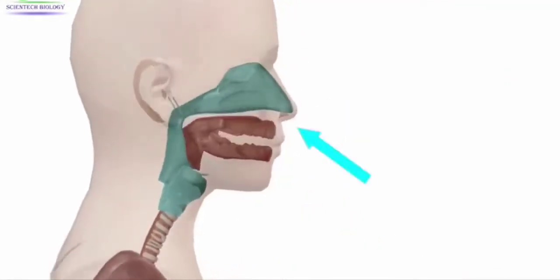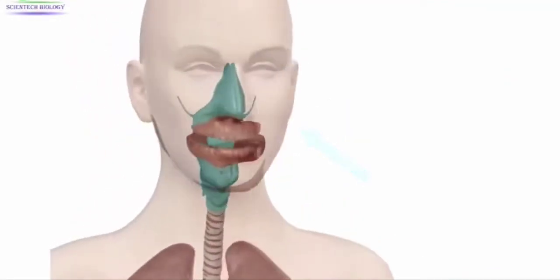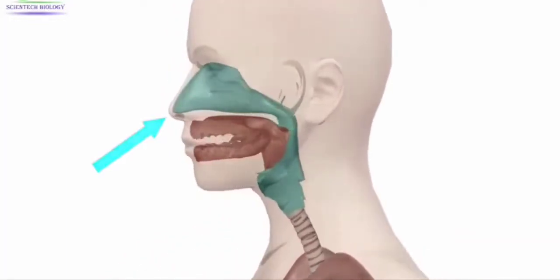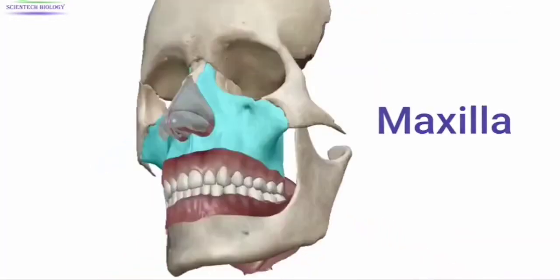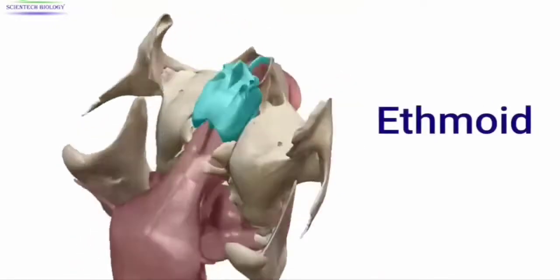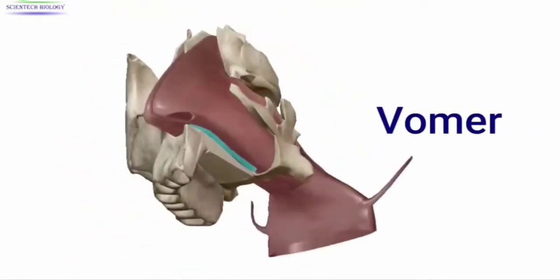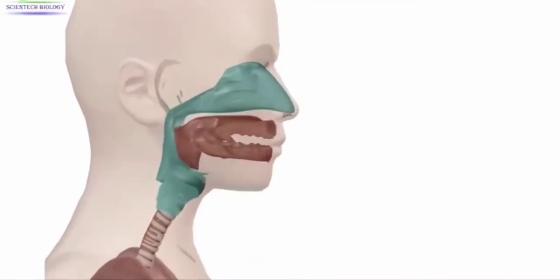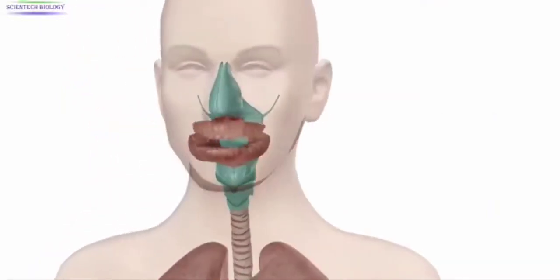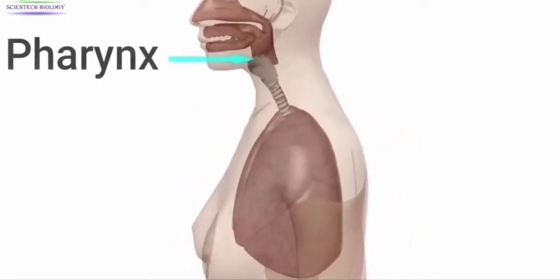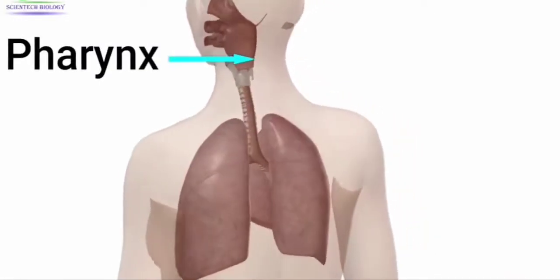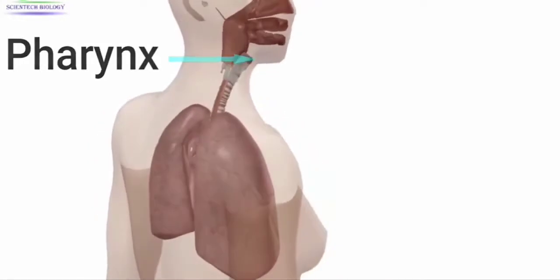Air entering the nasal cavity flows through the passage created by the superior, middle and inferior nasal conchae. Frontal, maxilla, nasal, ethmoid and vomer are the 5 bones of the nasal cavity that form a framework that supports the nose. The pharynx is a muscular membranous tube that functions as a part of the alimentary canal and as an airway in the upper respiratory system.